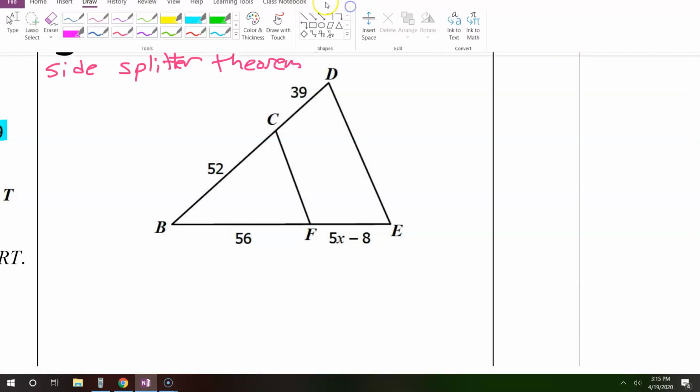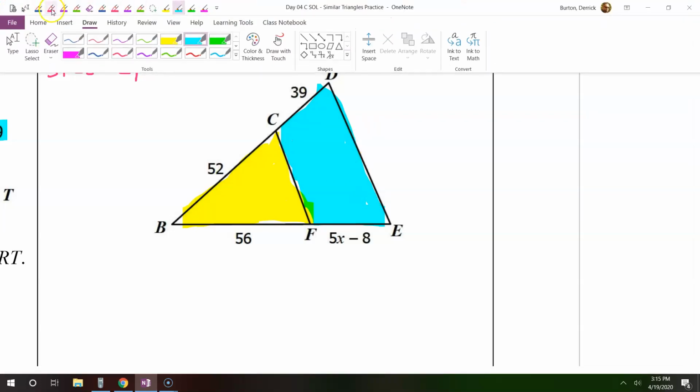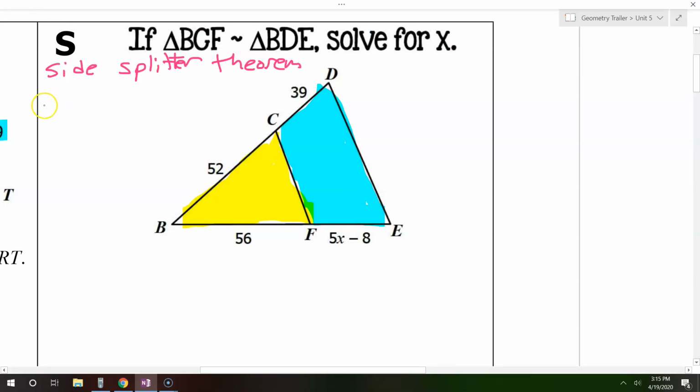The Side-Splitter Theorem says that as long as you're just using the sides and not the bases, instead of drawing the triangles completely separately like I would normally do, we can just use the zones. So I've got the yellow zone of the triangle and I've got the blue zone. So instead of doing new over old, I can just set up my equation as yellow over blue. Yellow over blue is equal to yellow over blue.